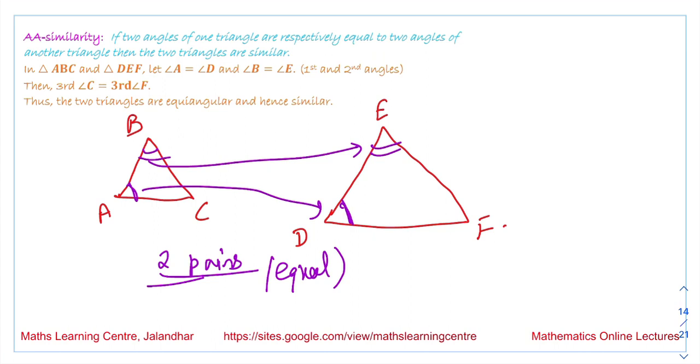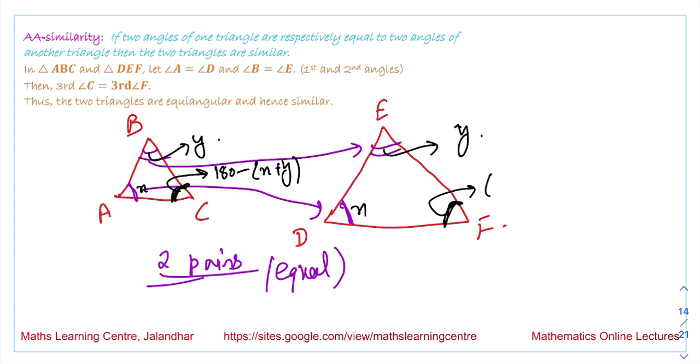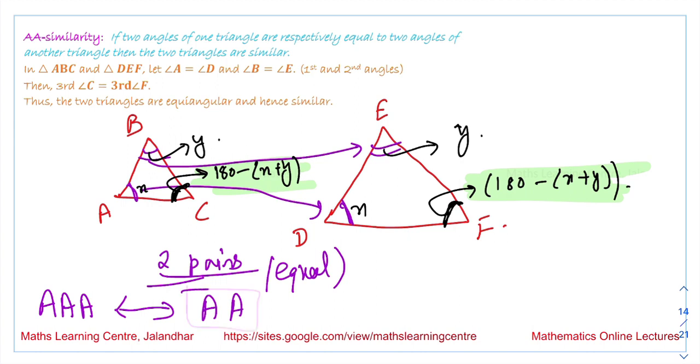Then suppose the angle at A is X, the angle at B is Y. We are saying the angle at D is X, the angle at E is Y. So what is this angle C over here? It is 180 minus (X plus Y). What is the angle F over here? It is 180 minus (X plus Y). From this we get that the third angles are automatically equal to each other. So the criteria that we are talking about, A similarity, is just equivalent to the criteria AA.